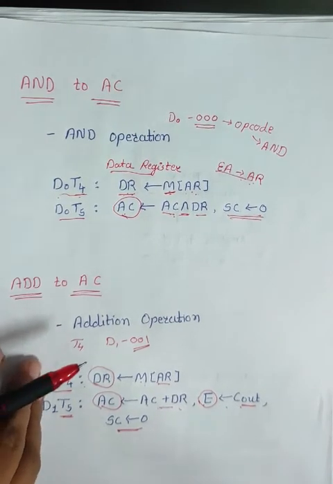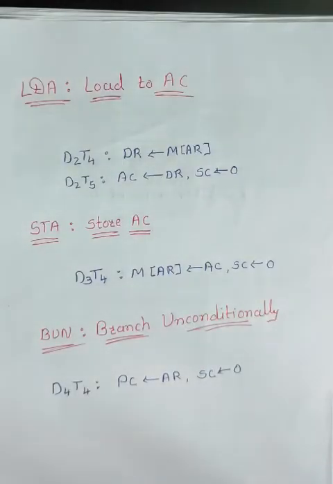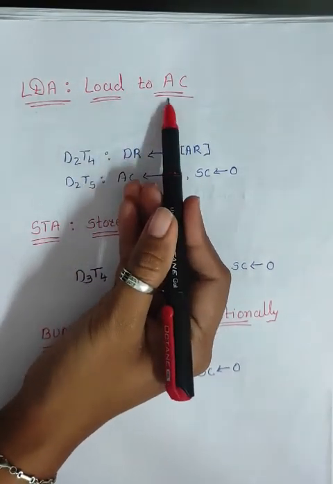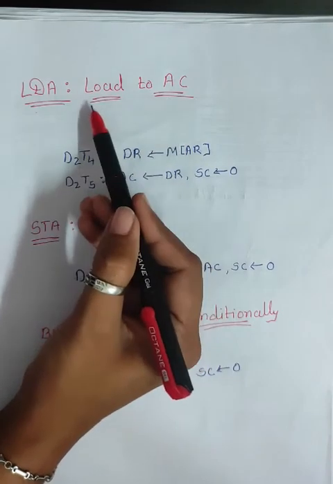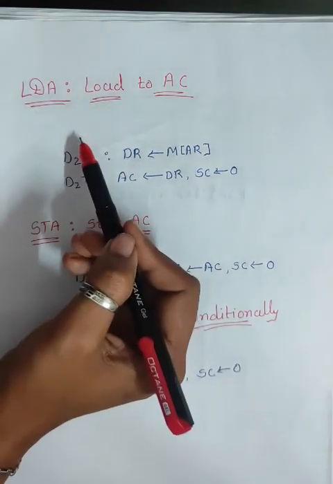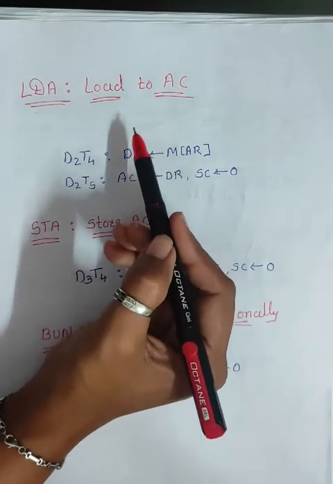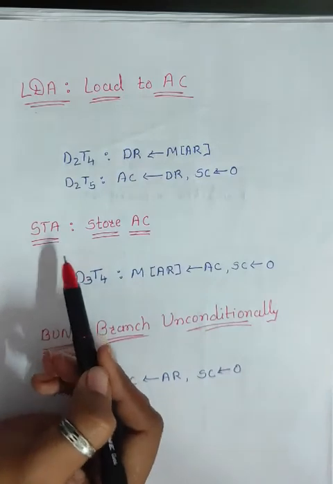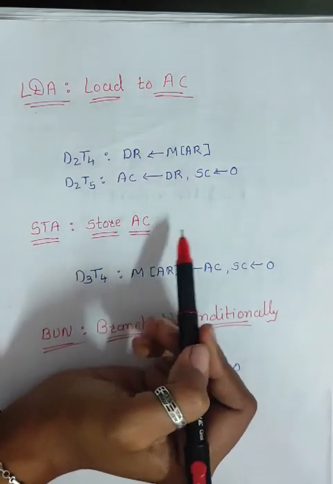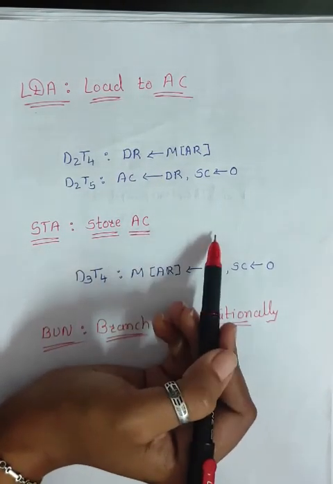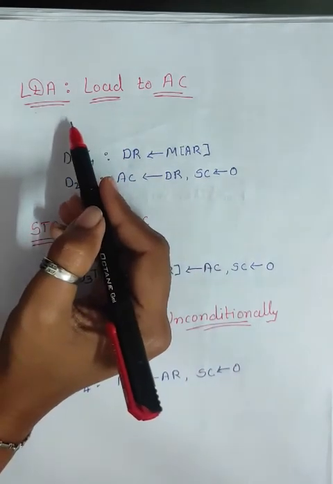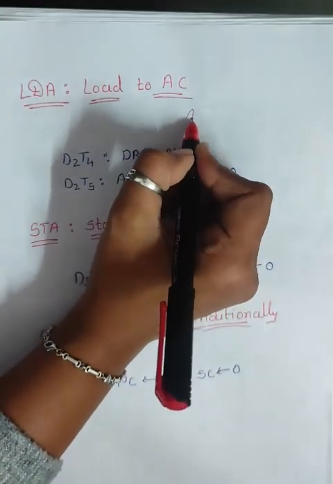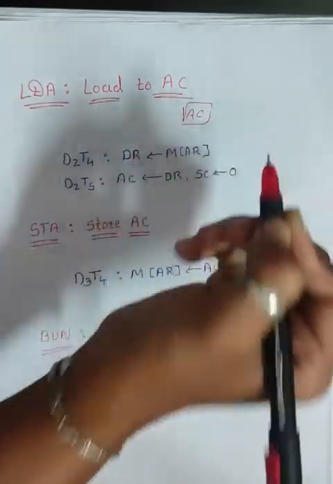Now the next operation we have is LDA. LDA means load to AC. First of all, understand the difference between load and store. Load means we are loading the data from the memory to the accumulator. And store means we are storing the data from the accumulator to the memory. So in the load operation, it will simply transfer the data to the accumulator.